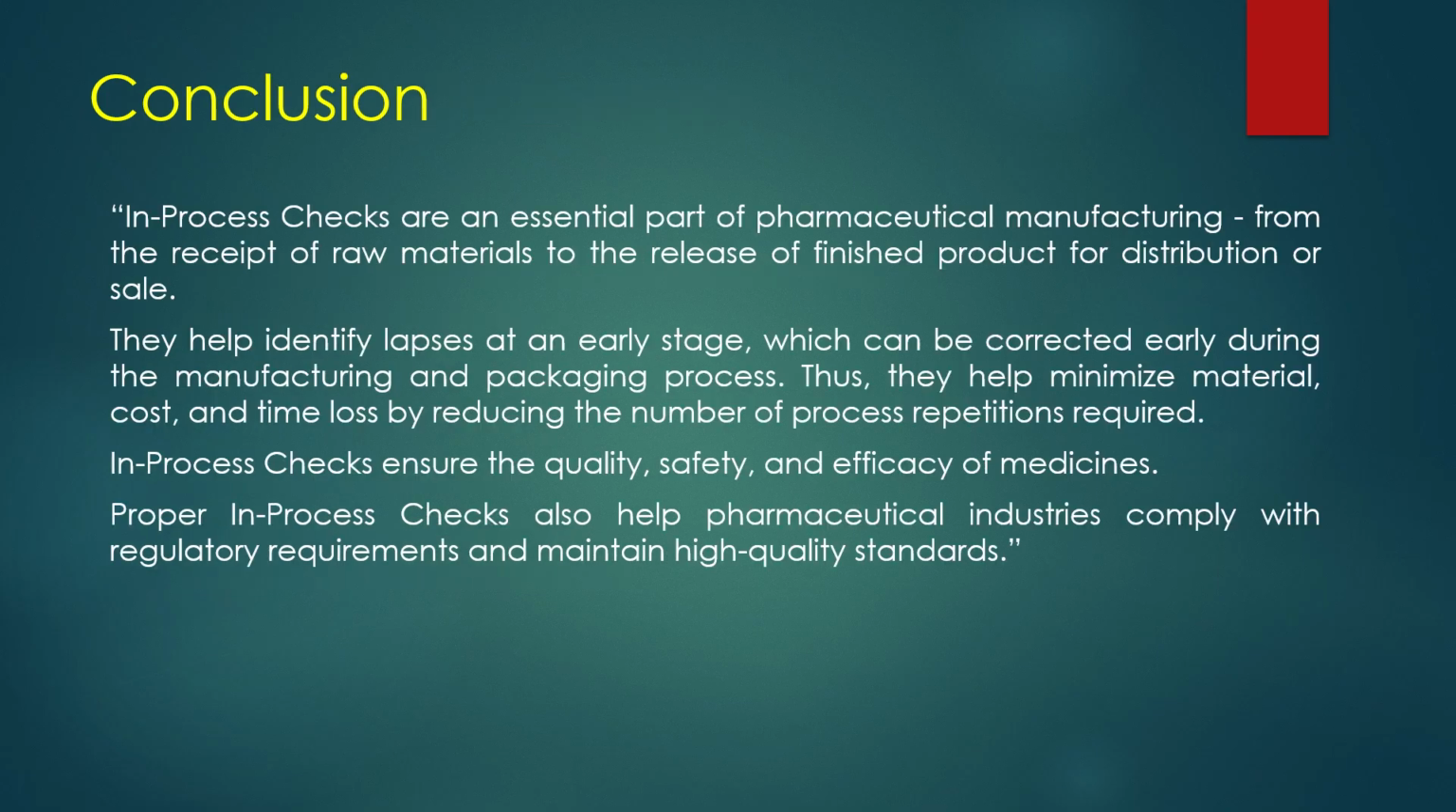Conclusion. In-process checks are an essential part of pharmaceutical manufacturing. From the receipt of raw material to the release of finished products for distribution or sale, they help identify lapses at an early stage, which can be corrected early during the manufacturing and packaging process. Thus, they help minimize material, cost, and time loss by reducing the number of process repetitions required. In-process checks ensure the quality, safety, and efficacy of medicines. Proper in-process checks also help pharmaceutical industries comply with regulatory requirements and maintain high quality standards.